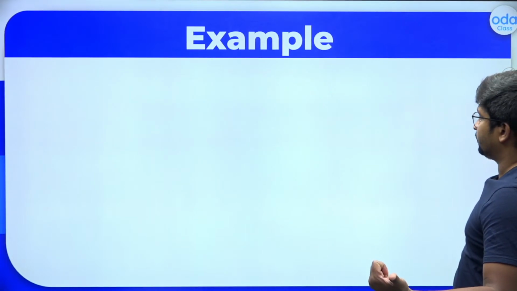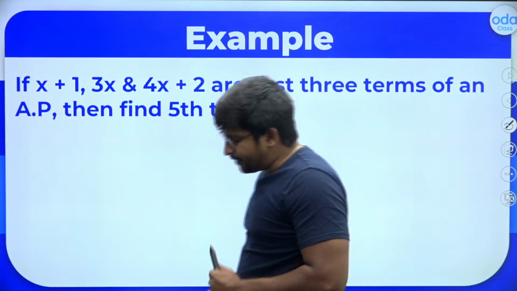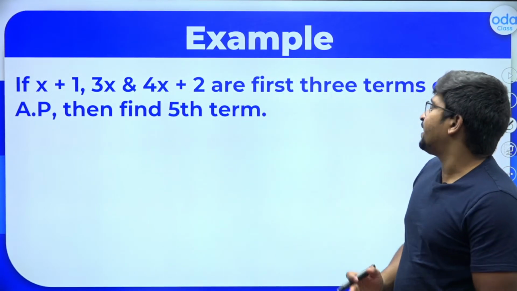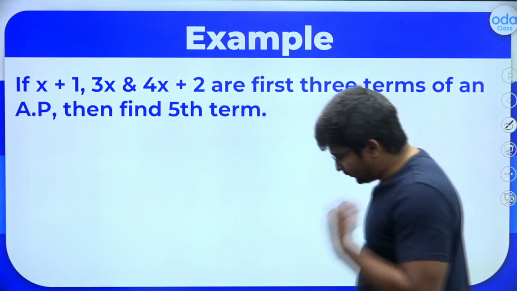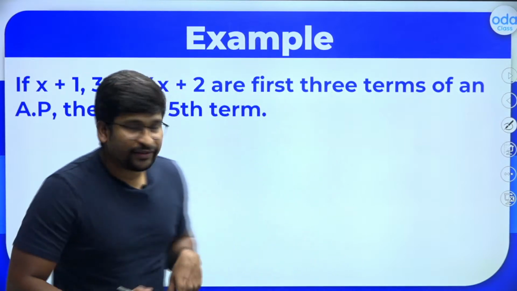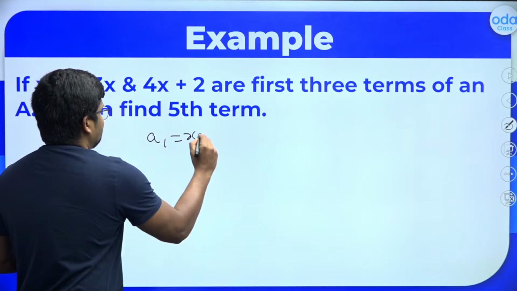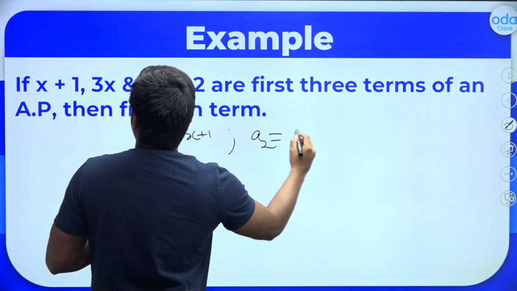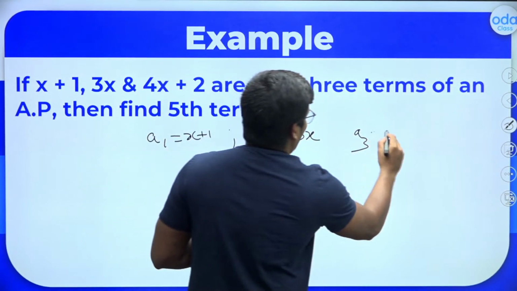All right. Wonderful. Now let's do one more interesting type of question here. If x plus 1, 3x and 4x plus 2 are the first three terms of an AP, then find the fifth term. This is the question in front of you. So, the first term is given as x plus 1, right? And the second term, that means A2, is given as 3x. And the third term, that is A3, is given as 4x plus 2.